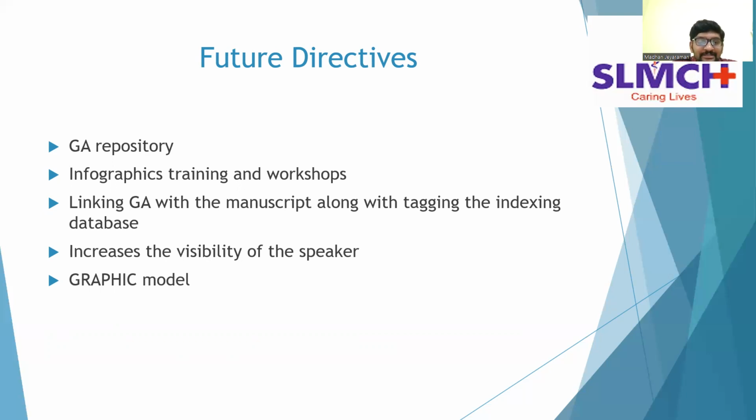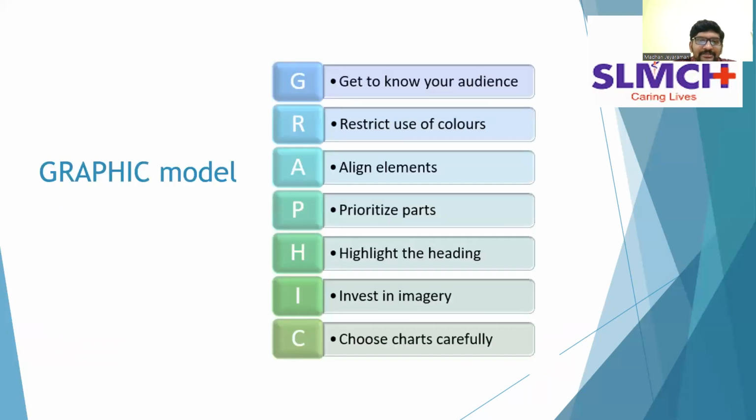A graphical abstract will increase the visibility of the speaker. And finally, we are all intended to use the GRAPHIC model. G is get to know the audience. Second is restrict the use of colors. The third is align the elements. Fourth is prioritize the parts. Fifth, highlight the heading.